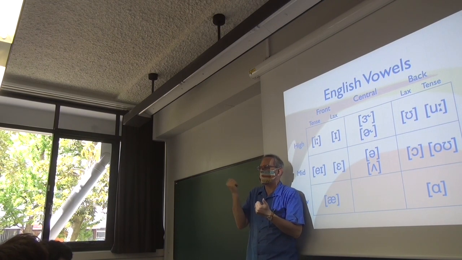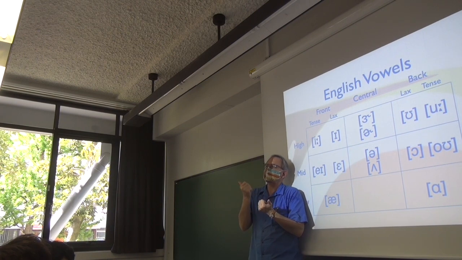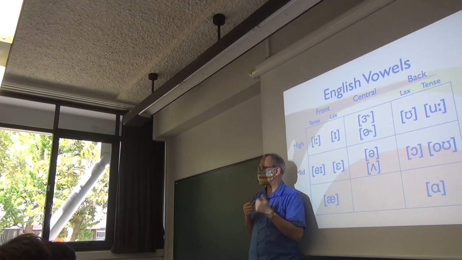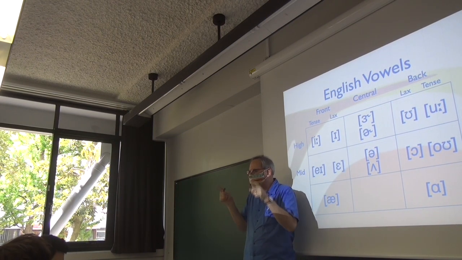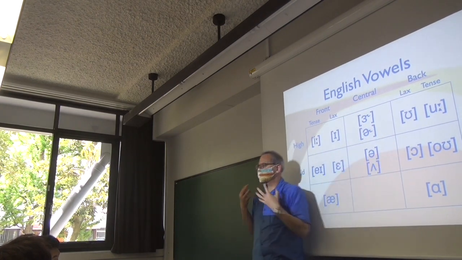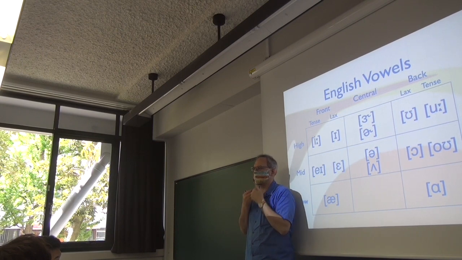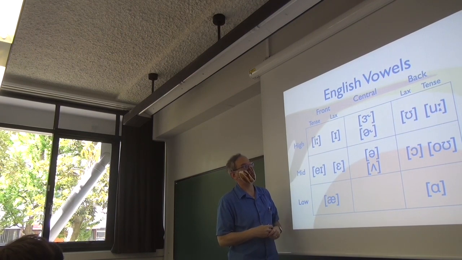So if it's a front vowel, a front tense vowel will be a little more front. And a tense back vowel will be a little more back. So the lax vowels are kind of in the middle because the tongue movement is not so great, because the muscles are relaxed. They're not so tight to create the tense vowels.